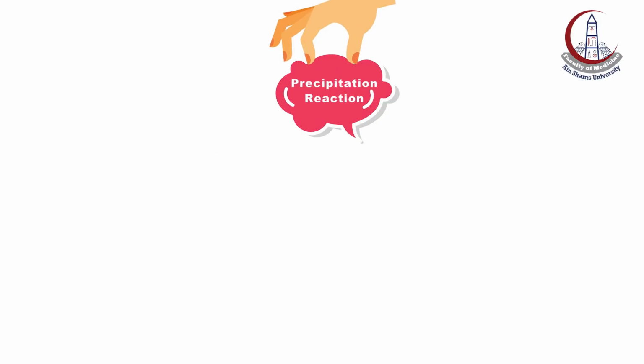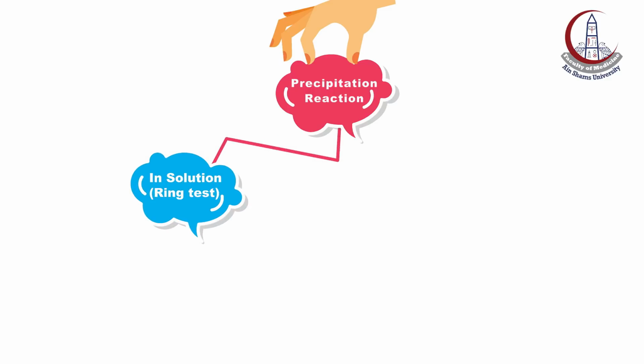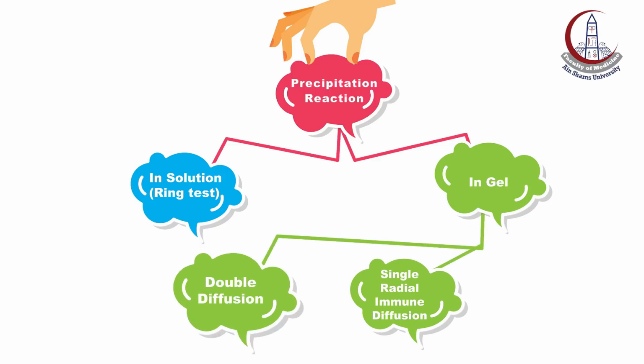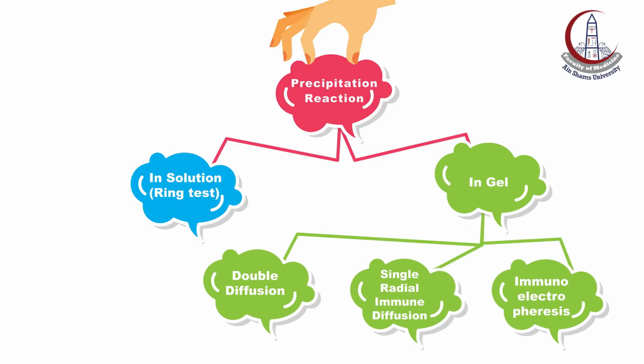Precipitation reactions can be done in a variety of ways. We can have precipitation in solution, which is known as the ring test, or precipitation in gel. We use a certain gel called agarose gel, which can be performed in the form of single radial immunodiffusion, double diffusion, or immunoelectrophoresis. And we will be discussing each one of those in more detail.